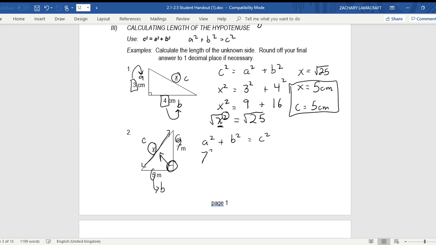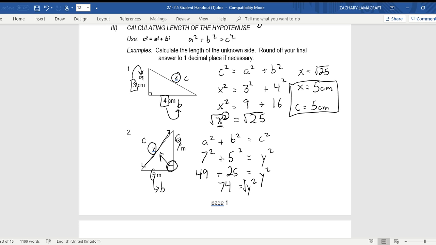So a is going to be 7 squared plus b is 5 squared equals y squared. Okay. In this case, 7 squared, or 7 times 7, is 49, plus 5 squared is 25, is equal to y squared. And if we add both 49 and 25 up, we'd get 74, giving us y squared.